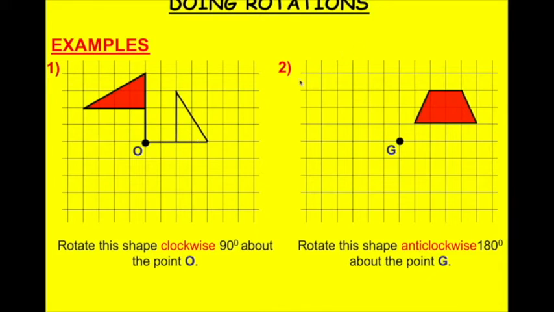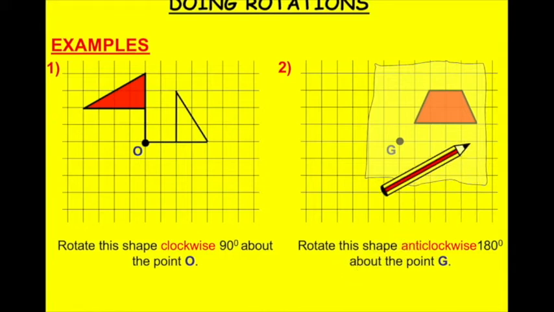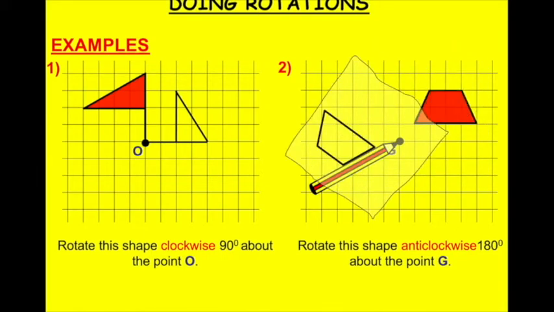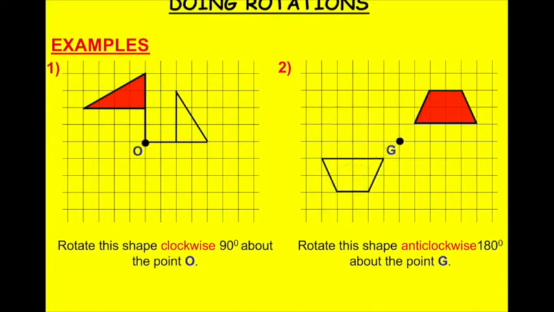Okay, let's move on to the second example. Again we are using tracing paper. So put a paper, get a pencil, and trace the shape. Put a pencil at the center of rotation, and rotate the paper anti-clockwise for 180 degrees, like so. There you go. So that is the image, the final position after the rotation. So that is the basic method, which is tracing paper.